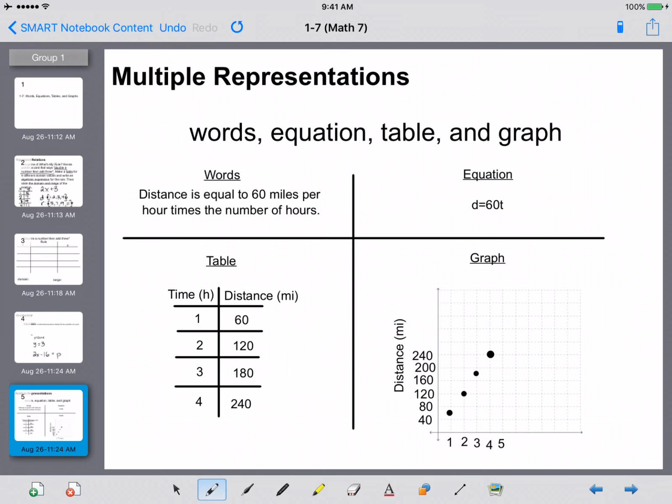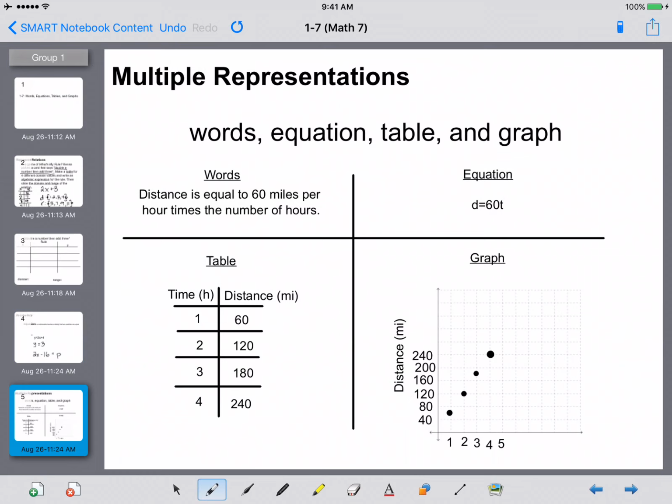In a table here, we have 4 different domain values. So after 1 hour, 2 hours, 3 hours, and 4 hours, it shows us how far we have gone. So we're taking that time times 60 to get our answer.